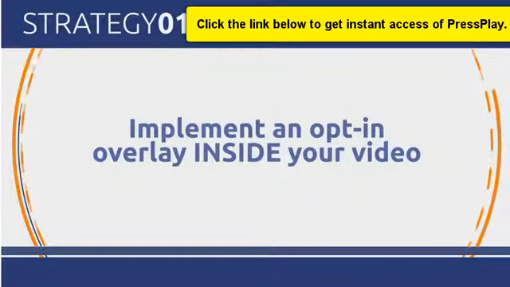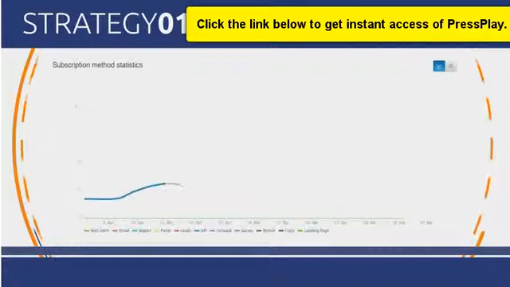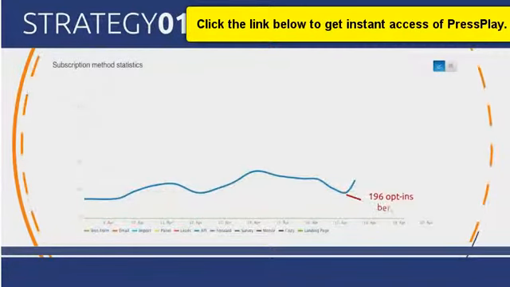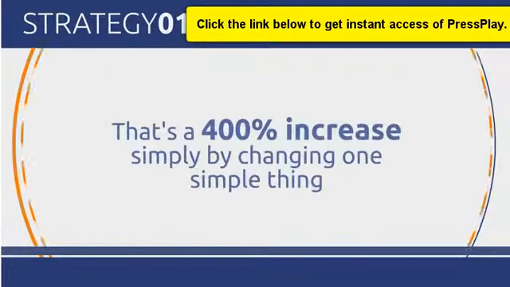Video, and in the right way. Check this out. This is a screenshot from one of our lists where we added one smart feature to our video. We went from getting 196 opt-ins a day all the way to nearly 1,000 per day. That's a 400% increase simply by changing one simple thing. So what did we do?